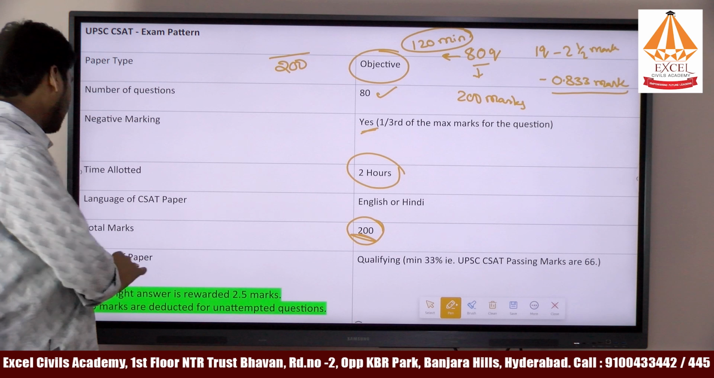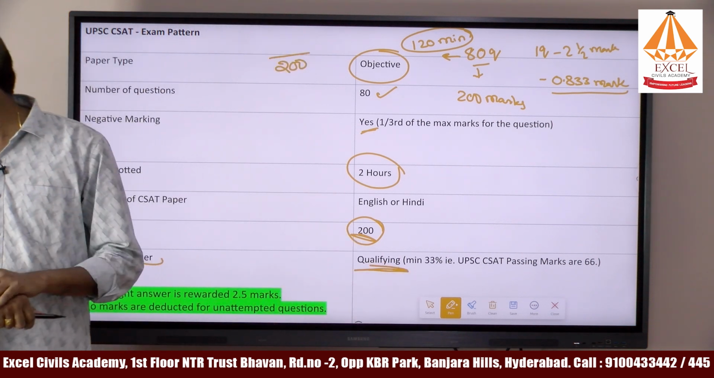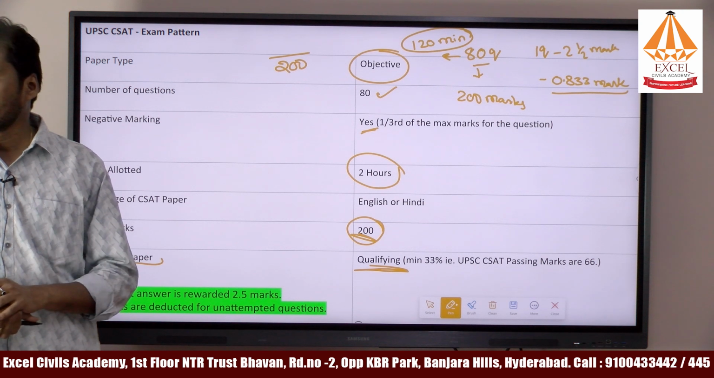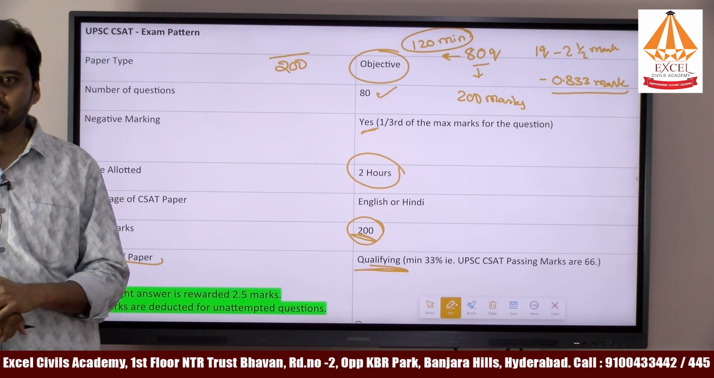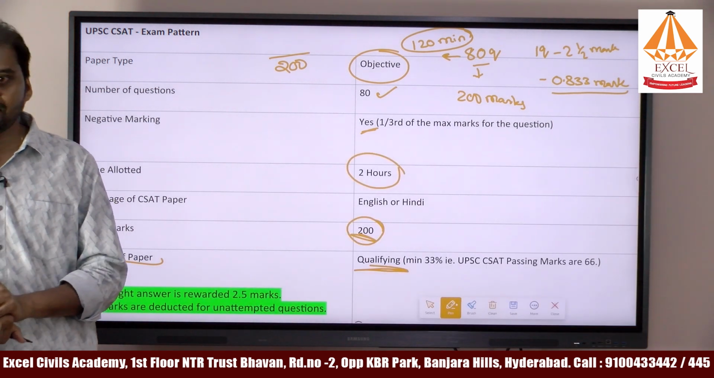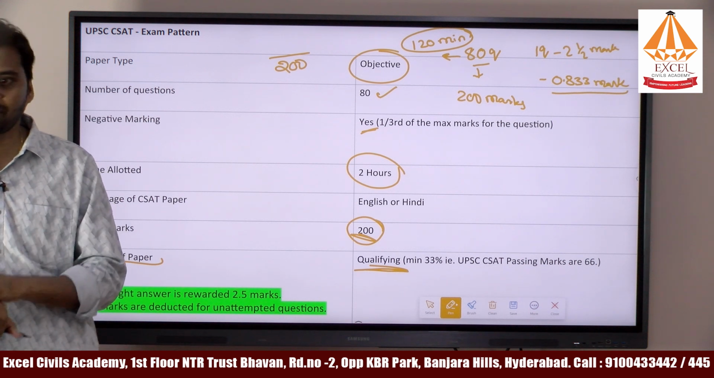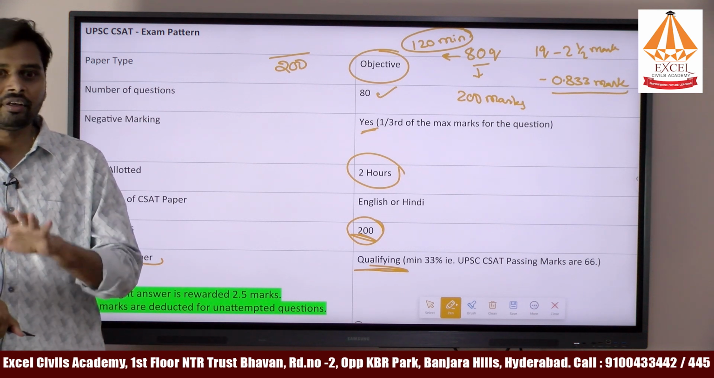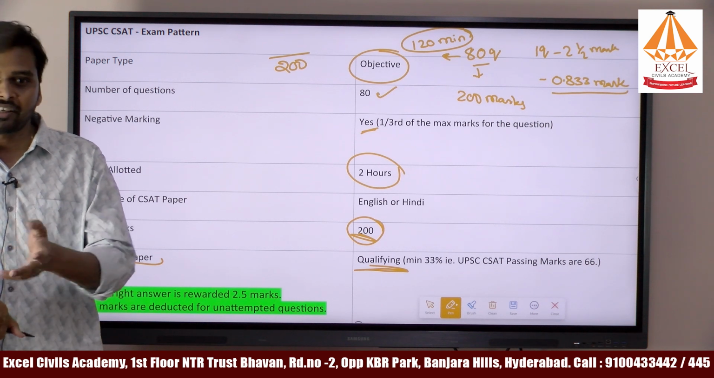And the most important thing, the nature of the paper is qualifying. Regarding this CSAT, the most important point is that this is a qualifying paper only. Which means that these marks are not going to be considered for the final selection or for the mains. You only need to get the minimum marks. It's only a qualifying paper. What is the minimum marks?